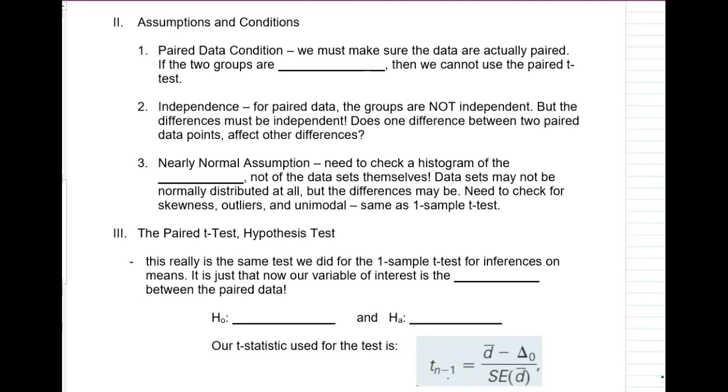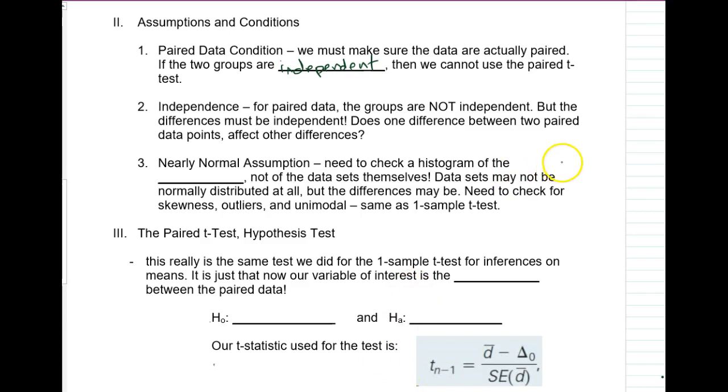First one, of course, is we have to look at paired data. We have to make sure that the data are actually paired. If the two groups are independent, like in the battery example from chapter 23, then it wouldn't make any sense for us to run this paired t-test. What we would do in that case is take a look at comparing the two means of the groups.